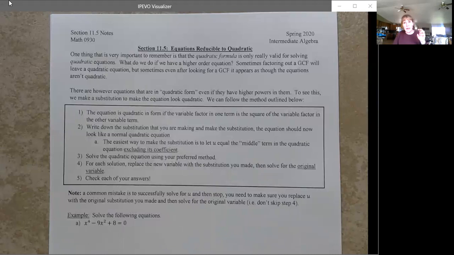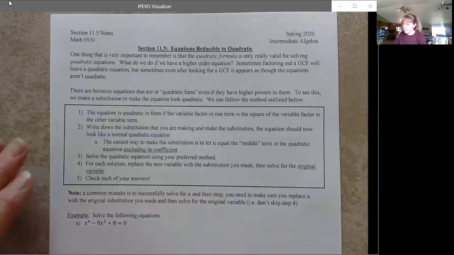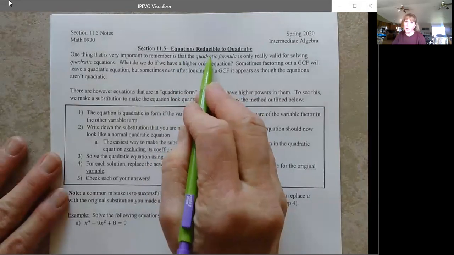It's making a non-quadratic equation look like a quadratic equation, so that if you needed to, you could use the quadratic formula to solve it, or you could factor to solve it. And on a lot of these, you don't necessarily have to use substitution, but I wanted you to be introduced to substitution so that in your later classes, when they do talk about it, at least you have some idea of what's going on. So we're going to be looking at equations that are reducible to a quadratic.